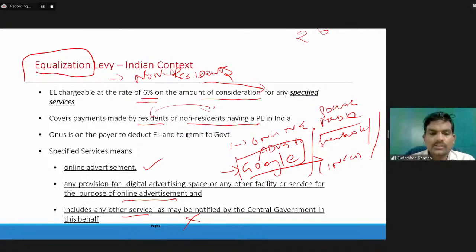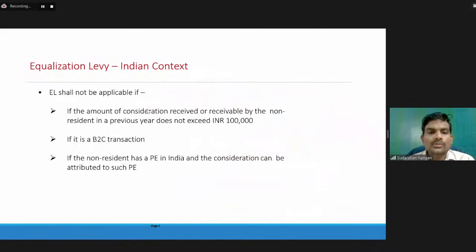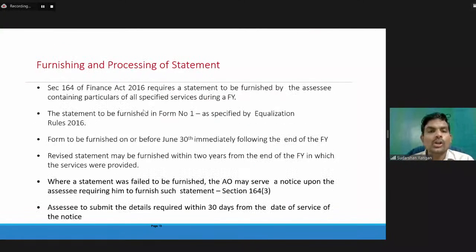So this is equalization levy. Now this is an interim measure because they're waiting for countries globally to come to a consensus, and tomorrow you will see the treaties being amended in line with modern day businesses. These modern day businesses are largely due to digital evolution or the technological epoch. So we saw equalization levy 1.0 on online advertisement.